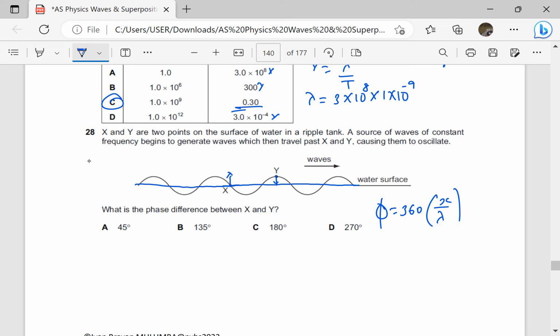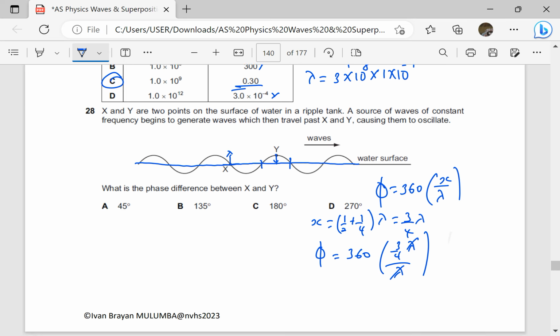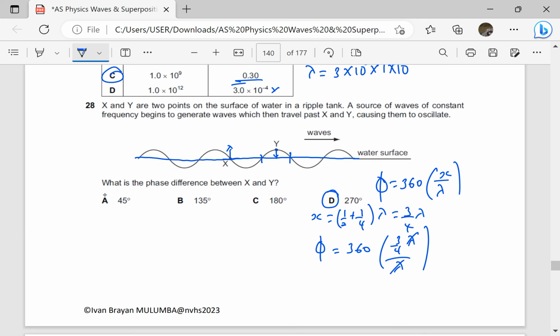So in terms of wavelength, let's see. One wavelength stops here, so this is a half plus a quarter. So X is a half plus a quarter of a wavelength, which is going to be 3/4 of a wavelength. So the phase difference is going to be 360 times 3/4 of a wavelength divided by wavelength. So wavelength has cancelled out. So I have just 360 times 3 divided by 4, which is 270. So my answer is going to be D, 270.